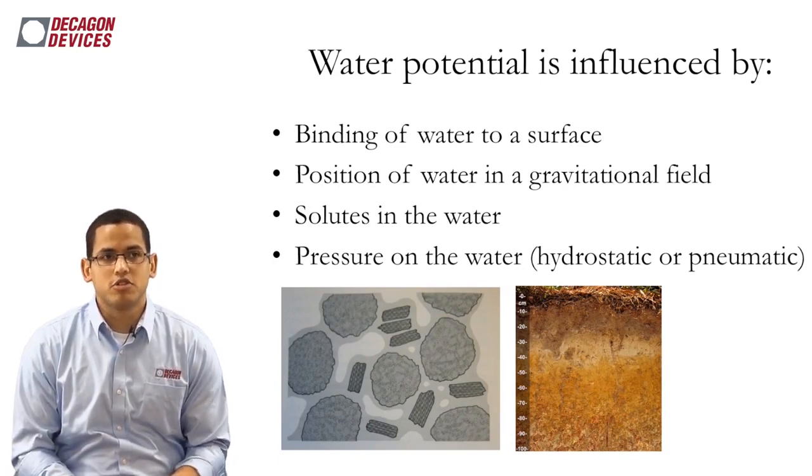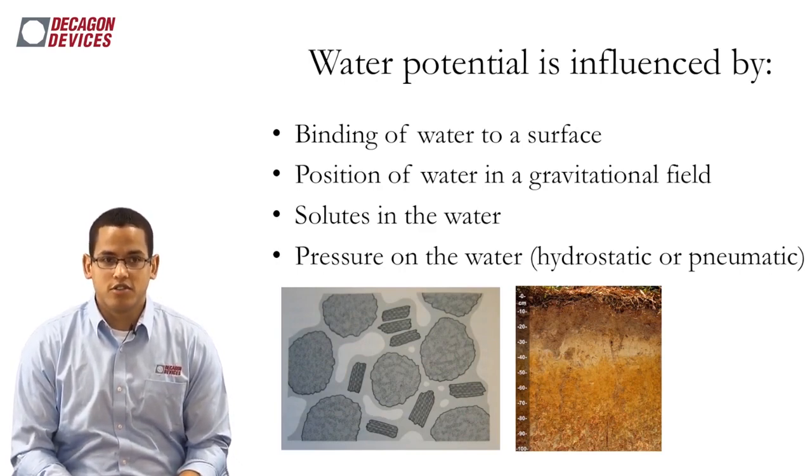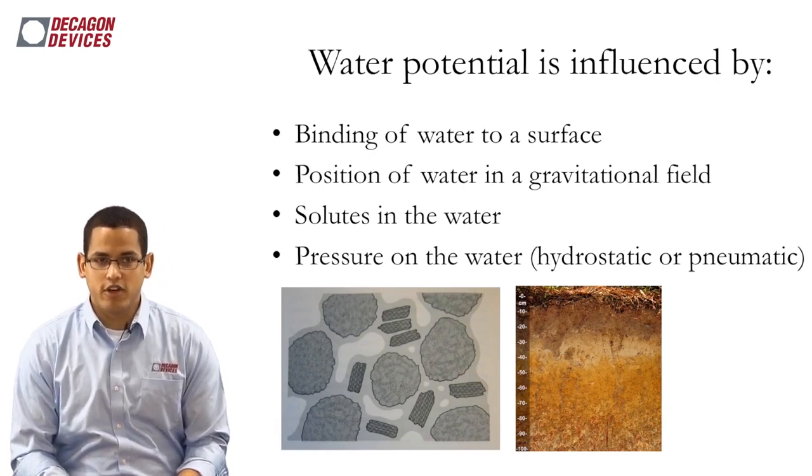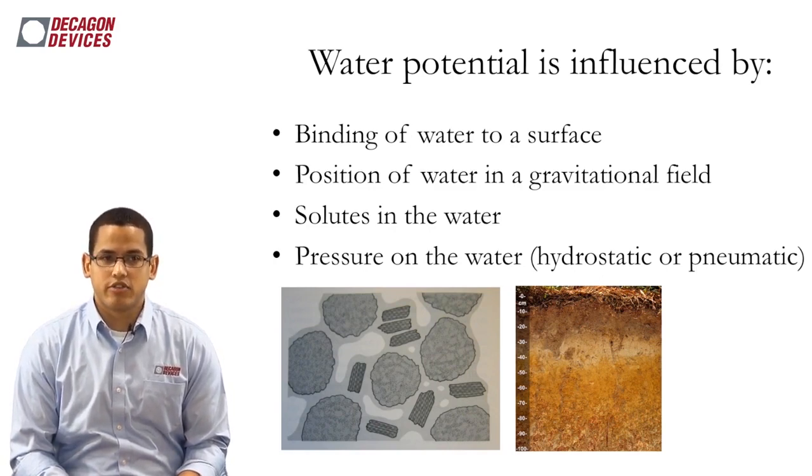Water potential is influenced mostly by these 4 things. One is the binding of water to a surface. In this case, it's the binding of water to the soil particles and other particles such as organic matter within the soil. Also, the position of water in a gravitational field. For example, in this image of a soil profile, if we use the surface as our reference, the deeper we go in the soil profile, we have a gravitational potential that we would have to overcome. For example, if we were down negative 70 centimeters within the profile, we would have to overcome that gravitational potential.